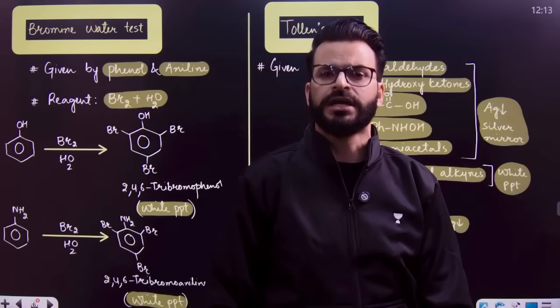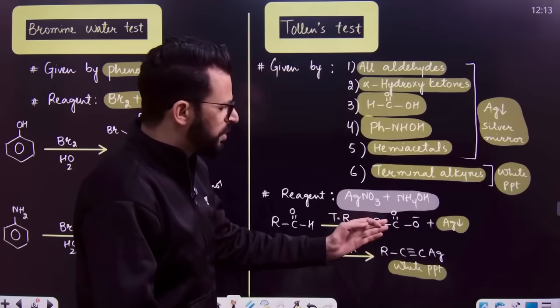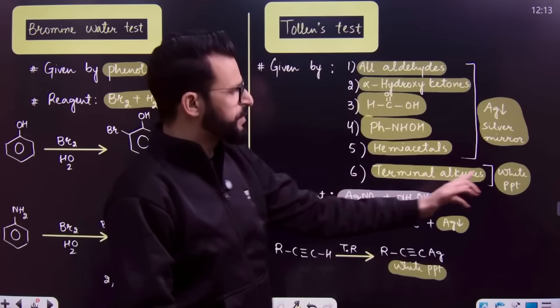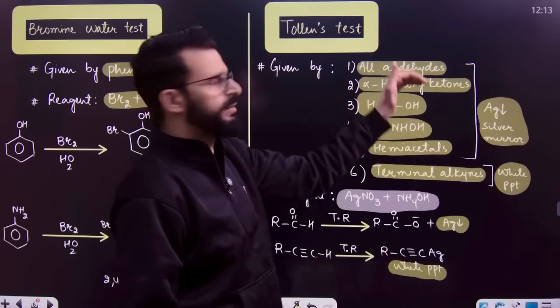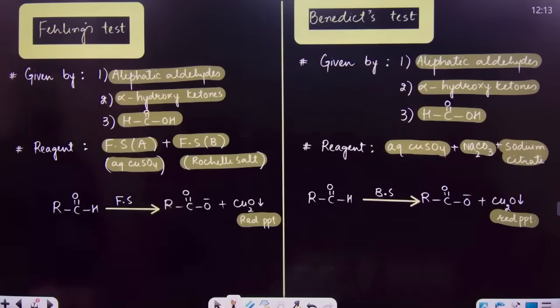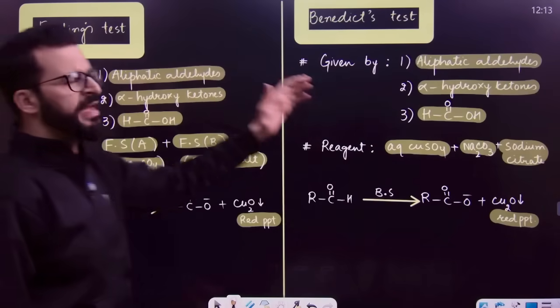Tollens reagent is ammoniacal silver nitrate, which gives either what we call a silver mirror or a white precipitate, but the white precipitate is given by this and the silver mirror is given by these all. After this, we will be having another test, that is Fehling's test, and another test, that is Benedict's test.